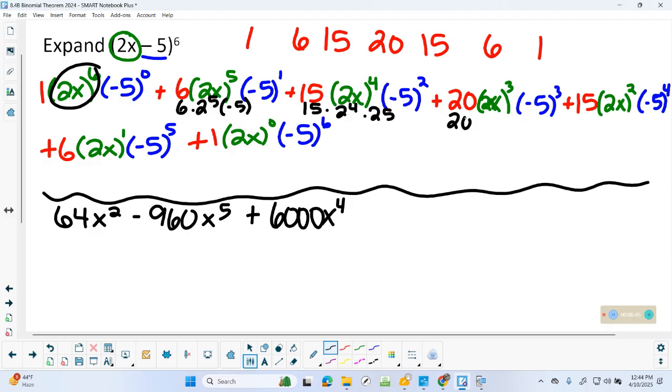All right, 20 times 2 cubed times -5 cubed. Make sure you put -5 there in parentheses. What is that? It's big. Negative 20,000.